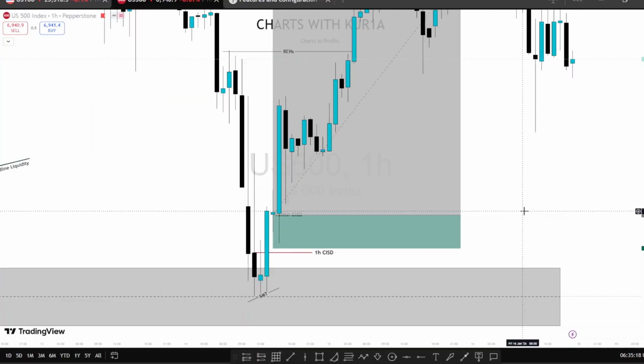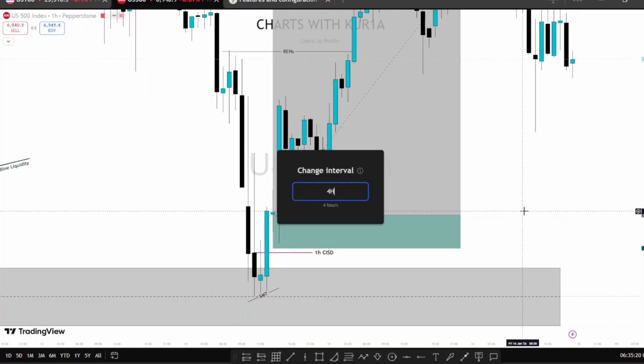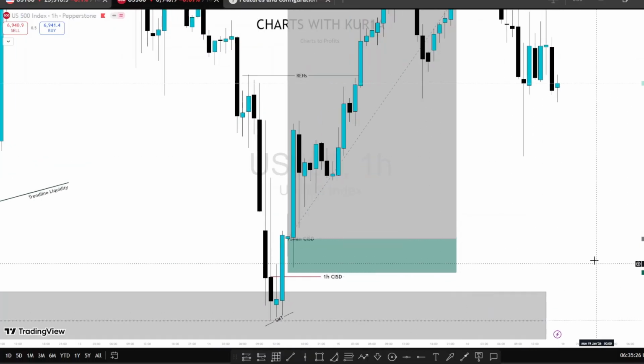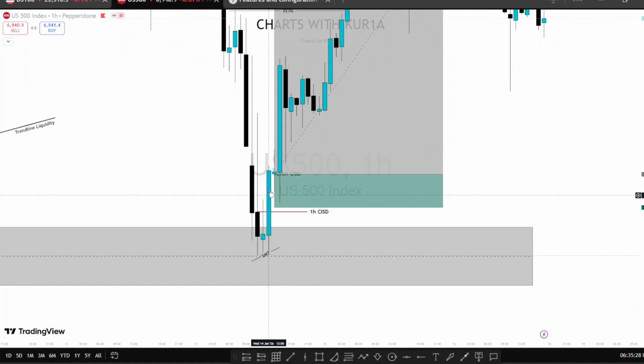4 hour chart. Notice that on the 4 hour chart, we had this up close. So we now had a 1 hour change in state and a 4 hour change in state. That is enough high time frame alignment to keep me in this trade.